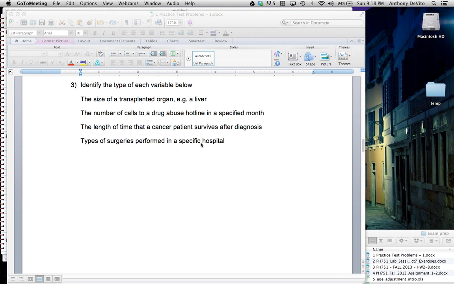The types of surgeries performed in a specific hospital? Okay, that's going to be nominal, right? It's going to be names of the surgeries. And I'm going to add one to those, the outcomes from a surgery: good, fair, or poor. Of course, we wouldn't call it ranked. It is ranked, but we would use the term ordinal. Ranked is kind of right, but not really.